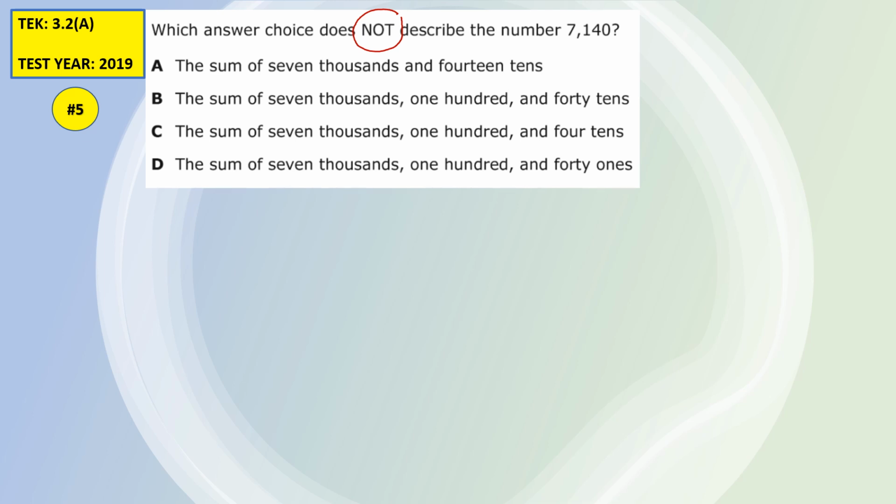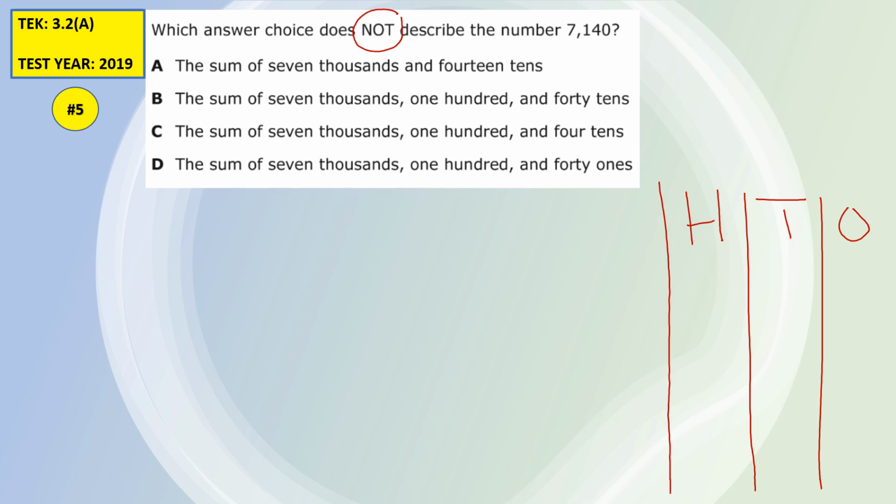The sum of 7 thousands and 14 tens. Now, let's go ahead and create a place value chart so that we can plug those answers in. And then that way we can use that to help us get rid of all the correct answers and keep that wrong answer that we want so badly.